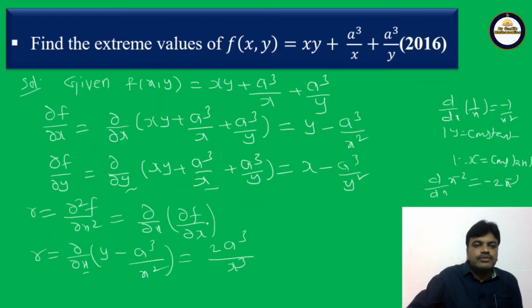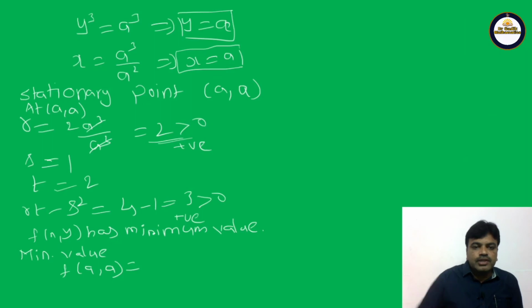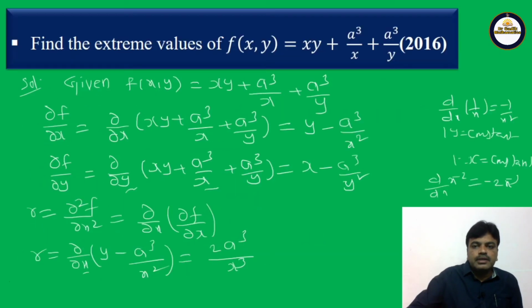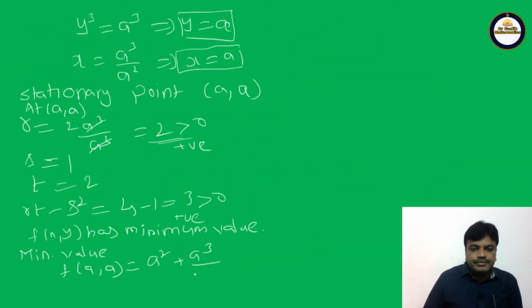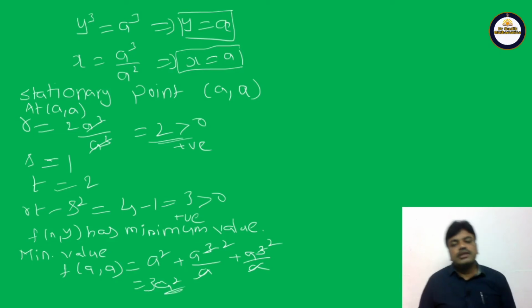So, what is f(x, y) here? xy + a³/x + a³/y. So, a into a² plus a³/x, x means a, plus a³/y, y means a. So, 2 times. So, 3a². What is the maximum value here? Sorry, minimum value. The minimum value is 3a², friends. This is about the problem.